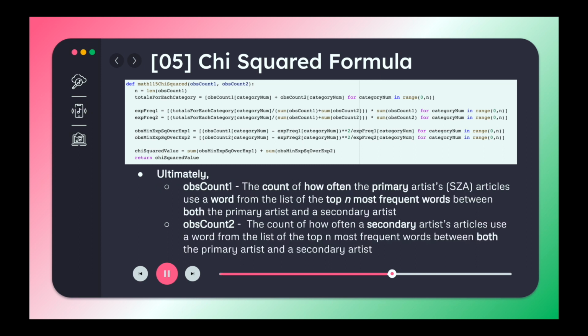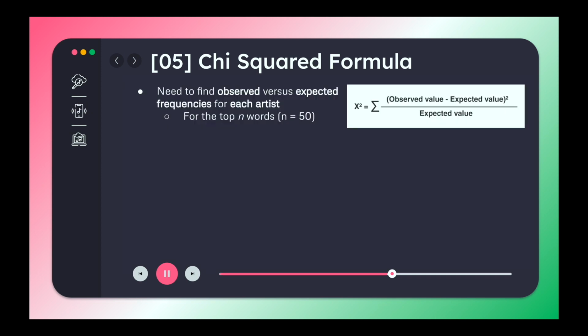Overall, to review what we have done so far, our obs_count1 parameter, which is just our count1 calculation, represents the amount of times each word in our word list, which is the top 50 words across both of our primary and current secondary artists, shows up in the primary artist token list. Similarly, our obs_count2 parameter, which is just our count2 calculation, represents the amount of times each word in our word list shows up in the current secondary artist token list.